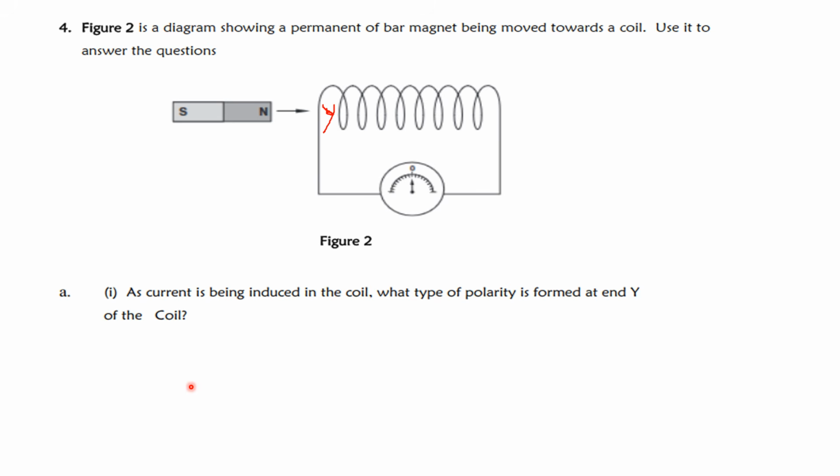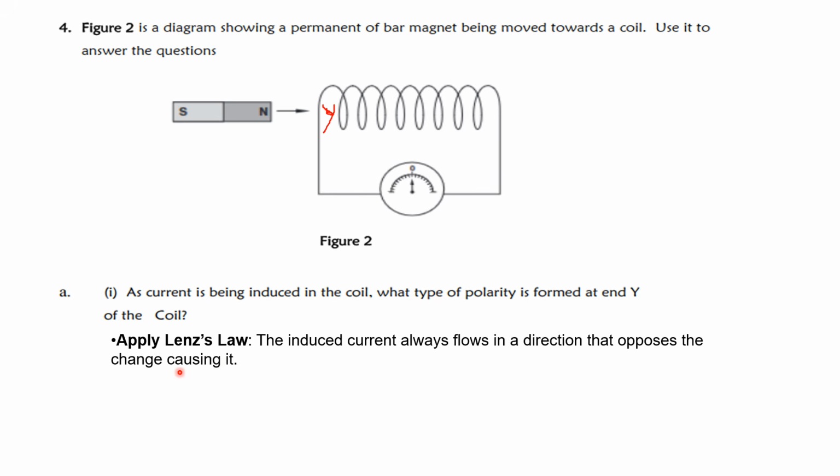To do that, we shall need to apply what is called Lenz's law. Lenz's law states that the induced current always flows in a direction that opposes the change causing it. Make sure you are able to state the law. They are going to ask you to state Lenz's law of electromagnetic induction. So you say the induced current always flows in a direction which opposes the change producing it.